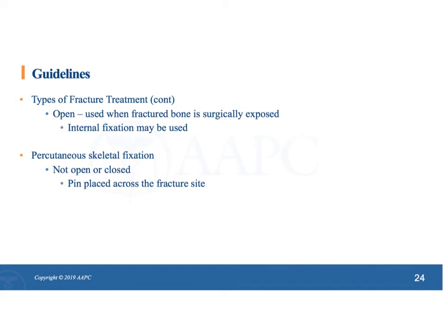Open treatment requires an incision, either at the fracture site or remotely. Internal fixation involves placement of hardware such as screws or nails. Percutaneous skeletal fixation is a fracture treatment neither open nor closed. The fracture fragments are not visualized. Fixation is placed across the fracture site, usually using X-ray imaging. Note that the type of fracture, closed, compound, or open, does not have any coding correlation with the type of treatment provided.